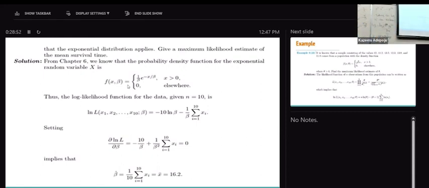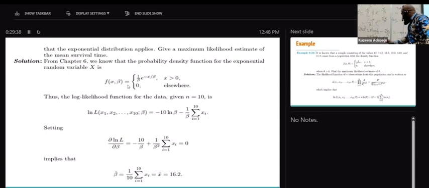Now I need to get the log of the likelihood. So it's going to be n log of 1 over beta minus summation x over beta when I take the log. If I want to rewrite this mathematically, it's going to be beta raised to power minus 1, and that minus 1 can come out here because of the log, and because of that, it's going to be minus n log beta minus summation x over beta.